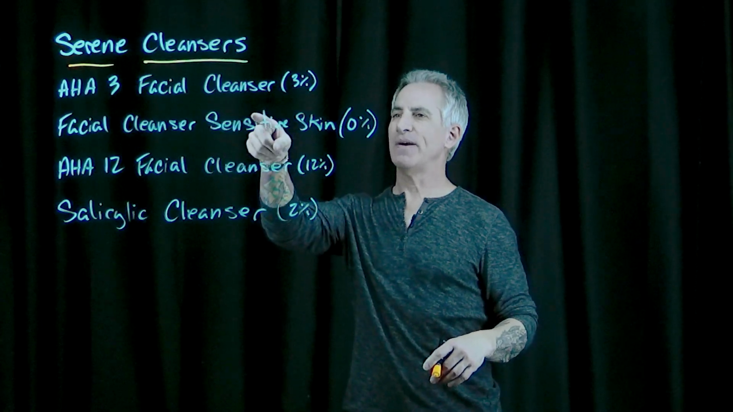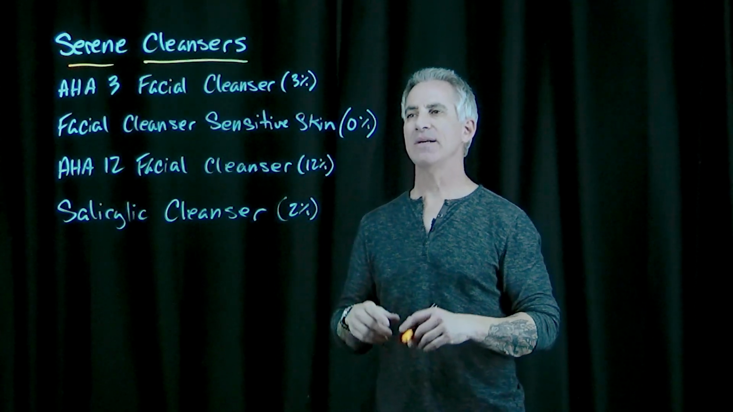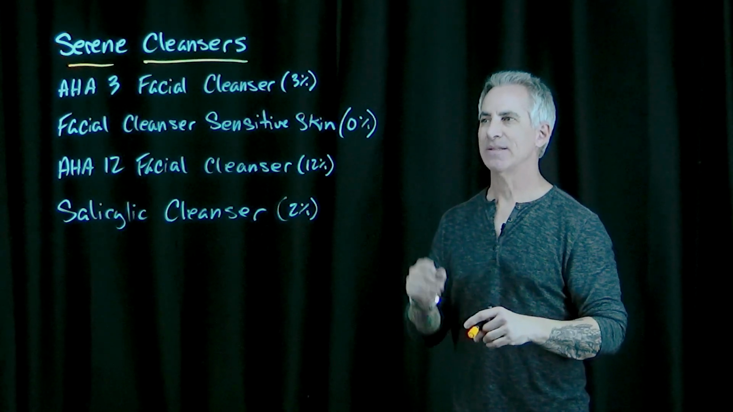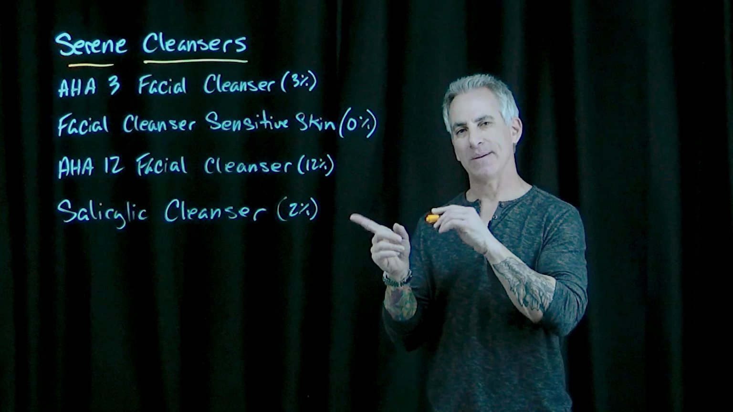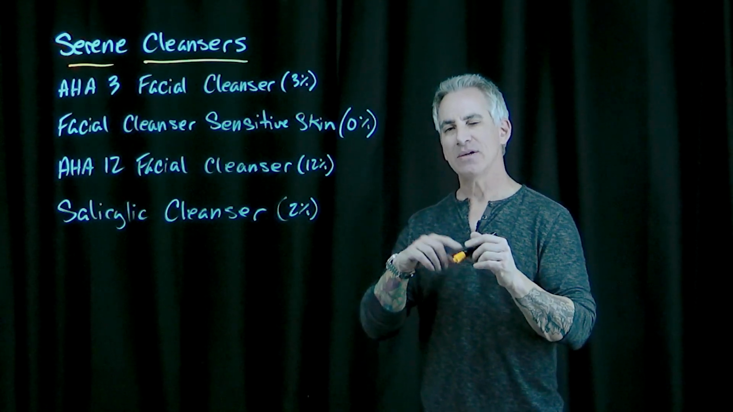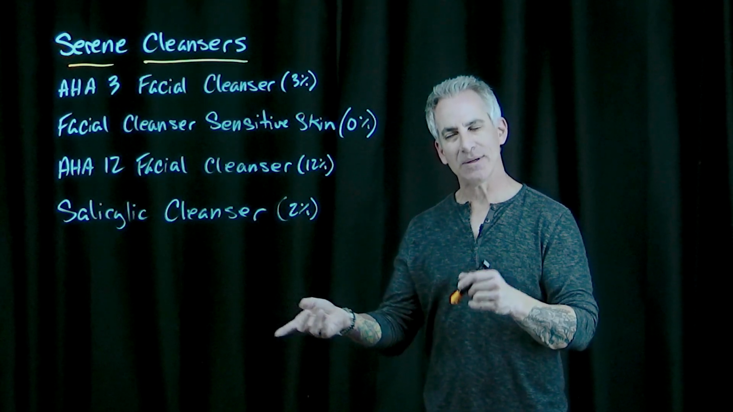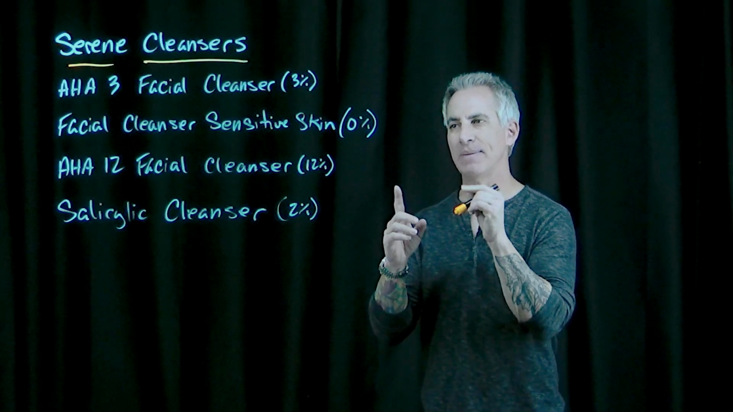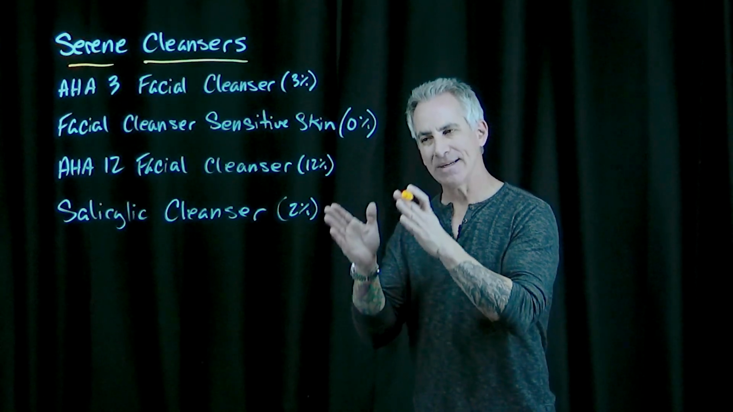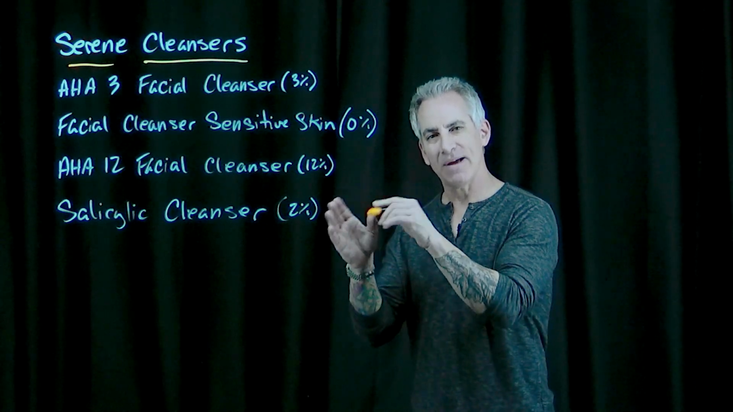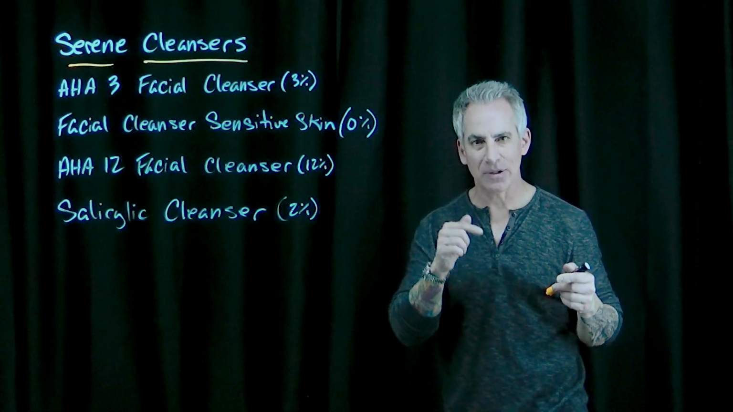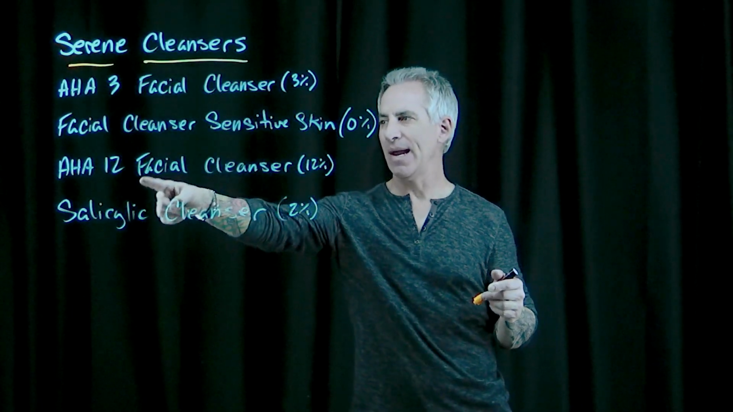All right, so AHA 3 facial cleanser, 3% glycolic acid. As it relates to glycolic acid units, that is 3 units. If used AM and PM, that would be 6 units per day. If you don't know what a unit is, see the video I did on glycolic acid units. But basically, a unit is, if you apply a product that has an acid in it, that percentage of active ingredient, or that percentage of acid within the product, is a unit. In this case, it's 3 and it's 12.